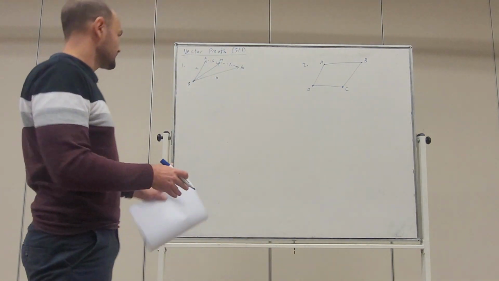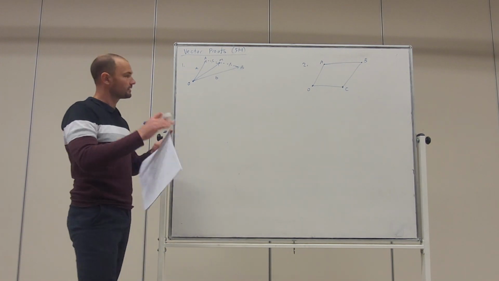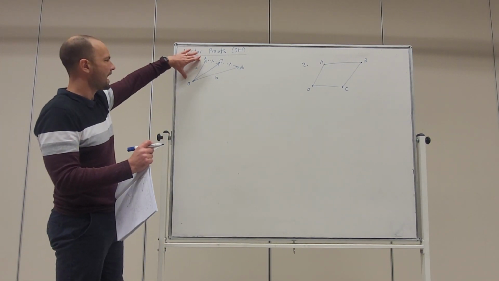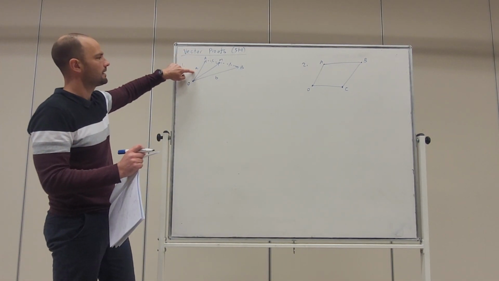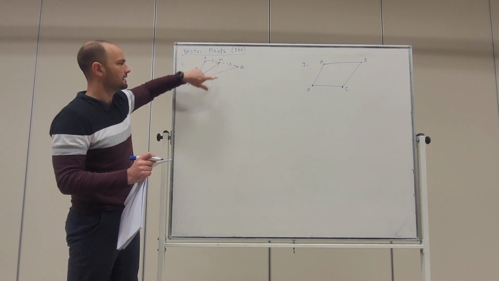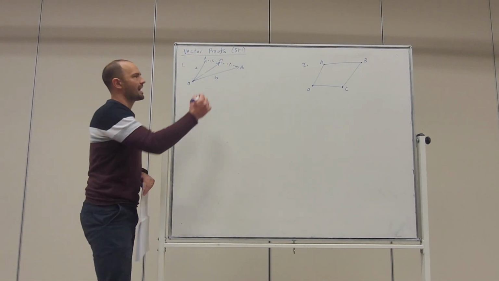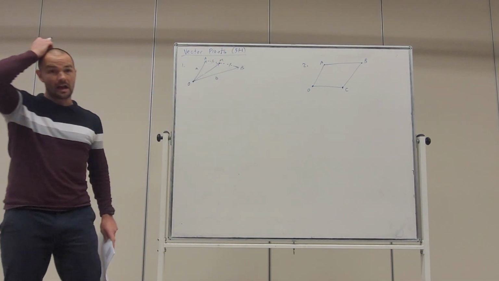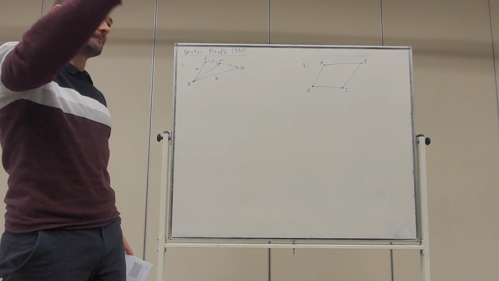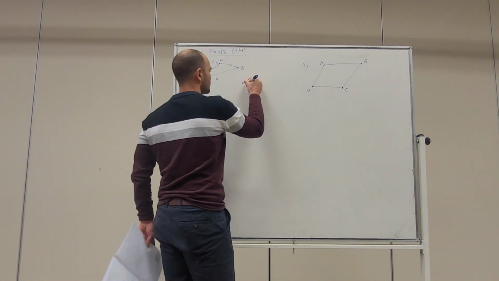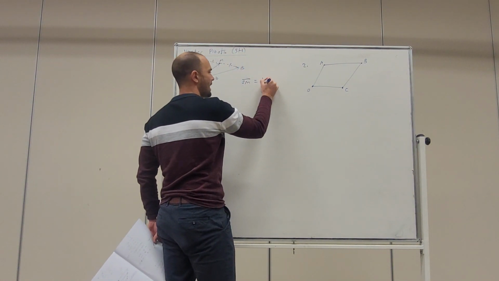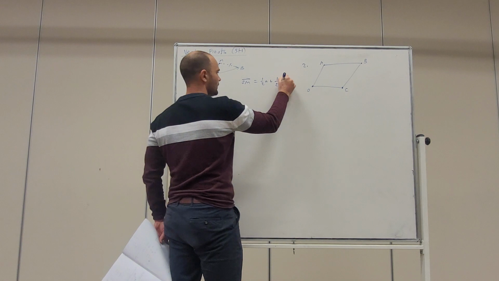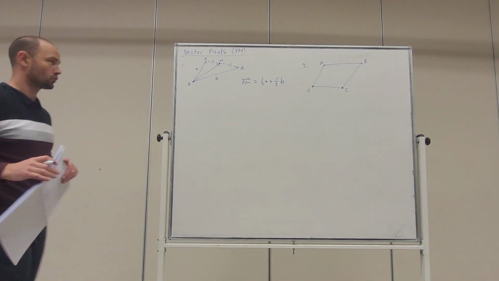What we have here is 2 vectors. We've got vector OA, which we've defined as vector A, and the vector from O to B is vector B. And we're saying M is the midpoint of AB, and we're asked to prove that vector OM, the vector from O to M, is half of A plus half of B. So we've got to demonstrate that that's true.